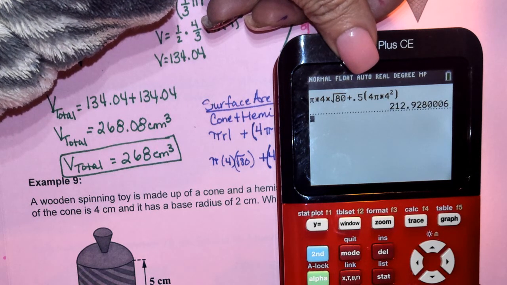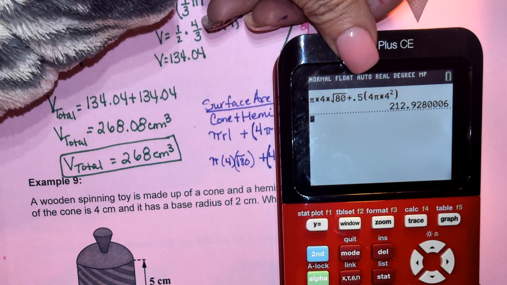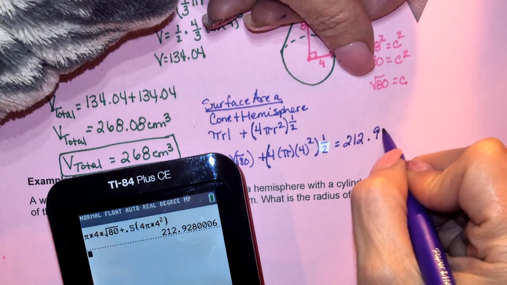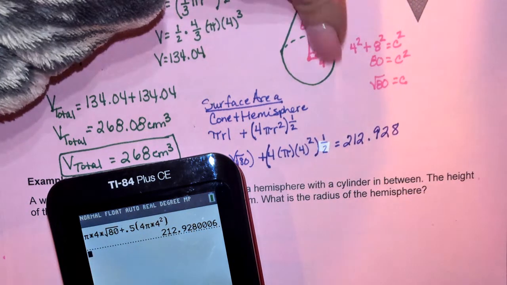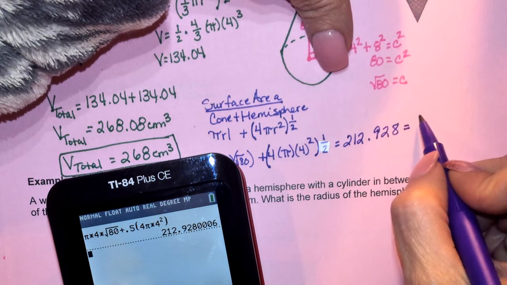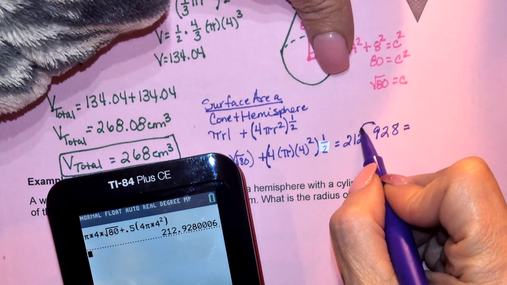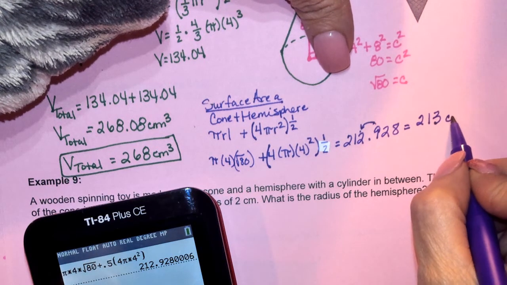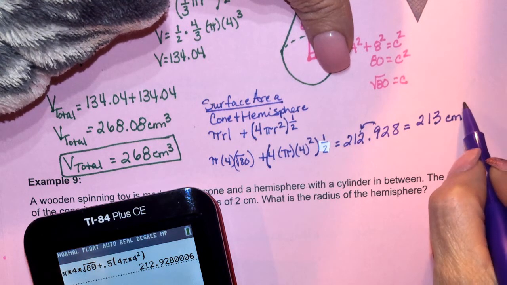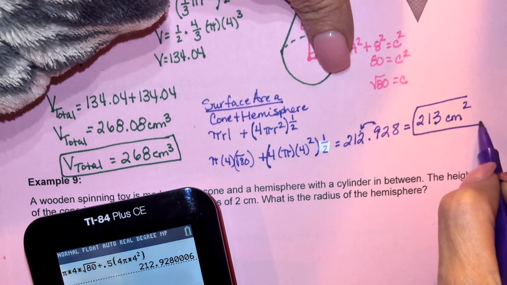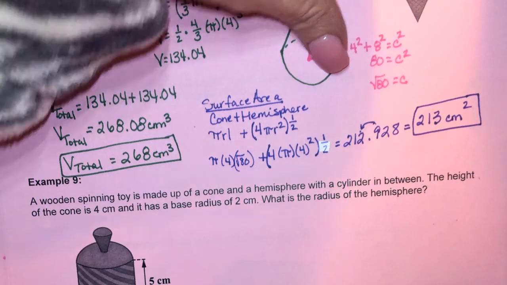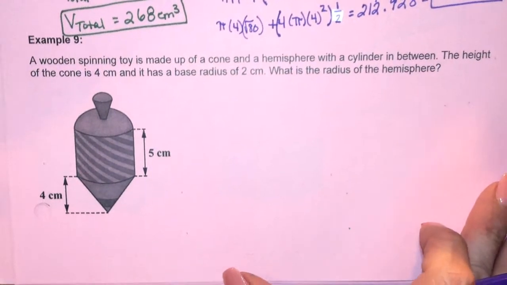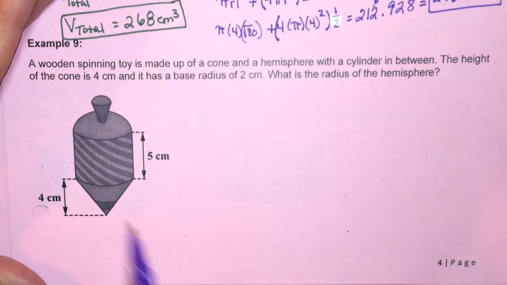So I got 212.928. We are doing 3 sig figs. So the 9 is going to round the 2 up, right? So 213 centimeters, it's surface area, so it'll be squared. And that'll be our total surface area. All right. Hopefully when I teach this live, it goes a little smoother. I feel like this is taking forever.